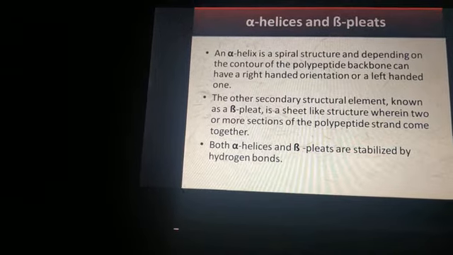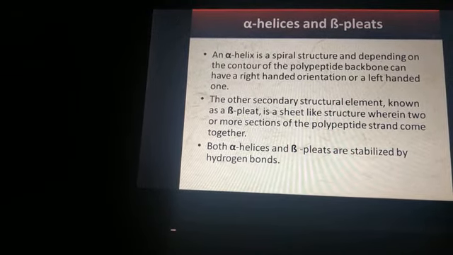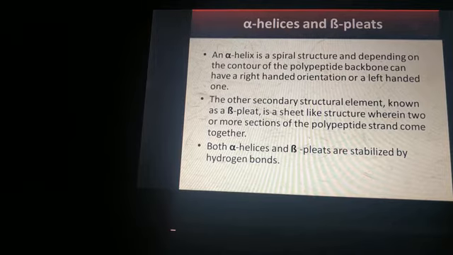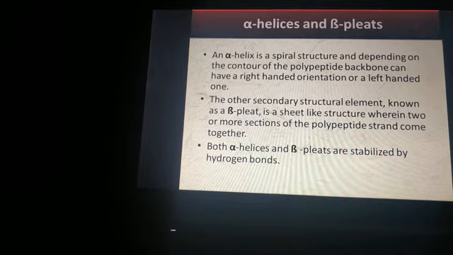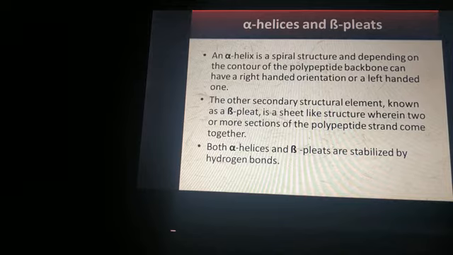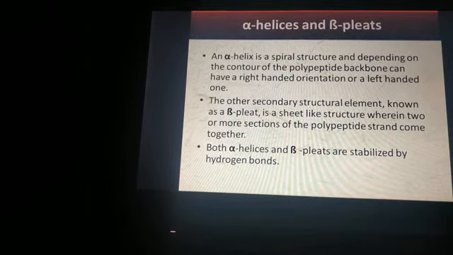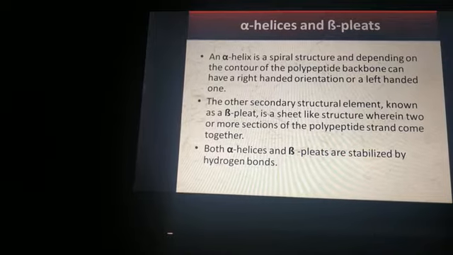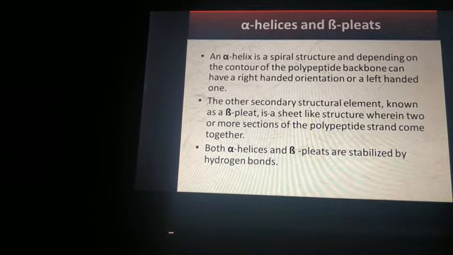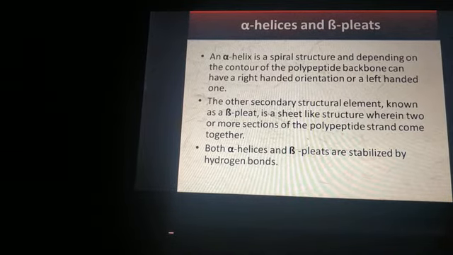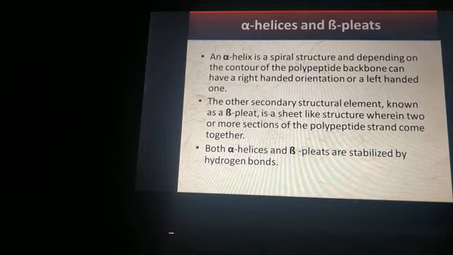An alpha helix is a spiral structure, and depending on the contour of the polypeptide backbone, it can have a right-handed orientation or a left-handed orientation. So the alpha helix is similar to a spiral or a spring, you can say. It is the structure of a spring. It is similar to that.